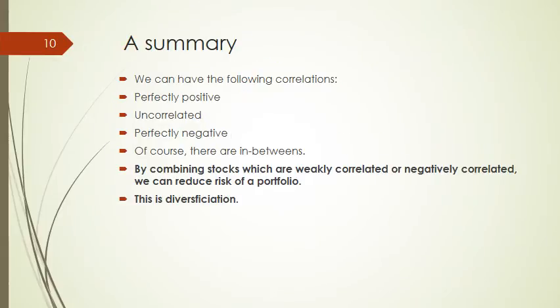On this slide, we have a reiteration of what we've stated before and a brief summary. So we can have the following correlations. Assets can be perfectly positively correlated. They move together, one for one if we have perfect correlation. They can be uncorrelated, or they can be perfectly negatively correlated. What that means is that they move in completely opposite directions.